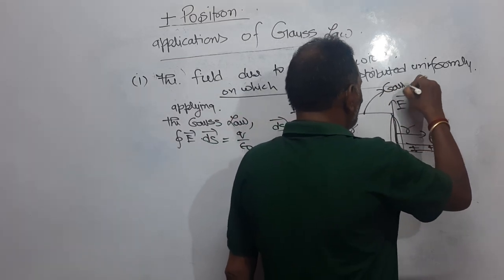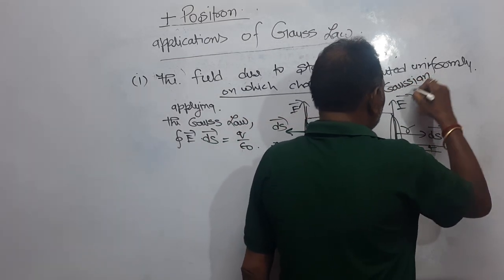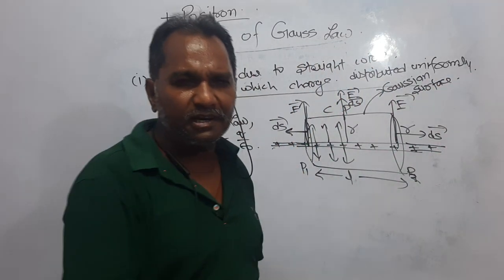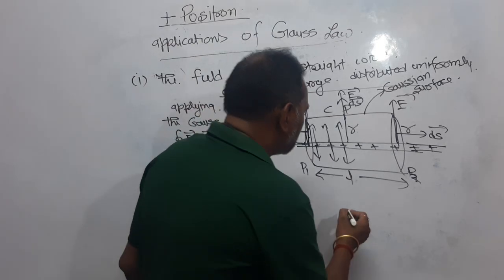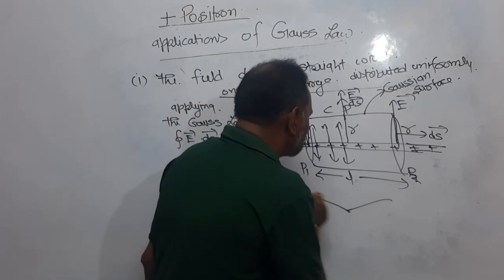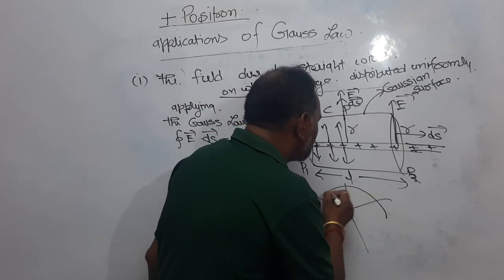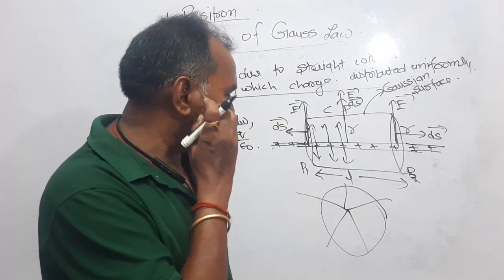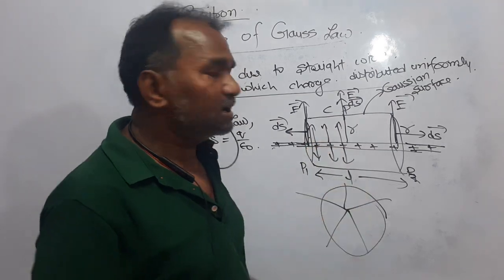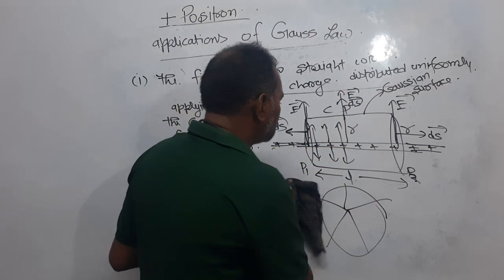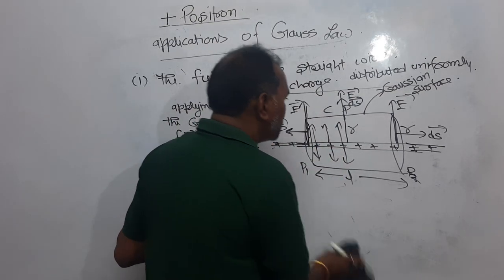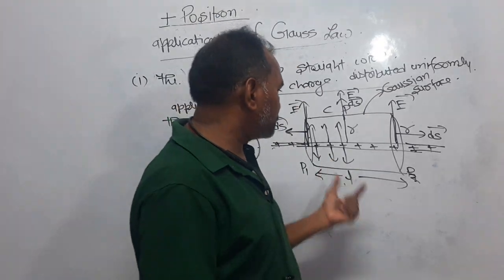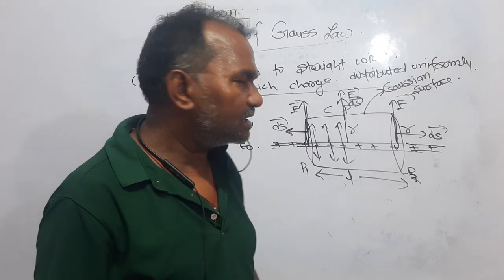As I have said, you have to assume the relevant, the significant Gaussian surface. If it is a point charge, then the field lines will move like this, so the most significant Gaussian surface would be a sphere. In the same way, when the charge is distributed on a thin wire, the best is to imagine the Gaussian surface as a cylinder. I have supposed a cylinder of length L and a small radius.